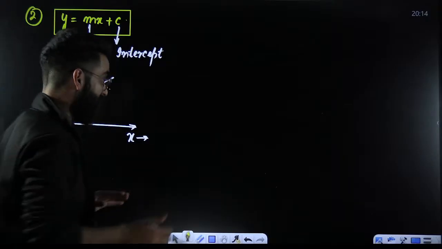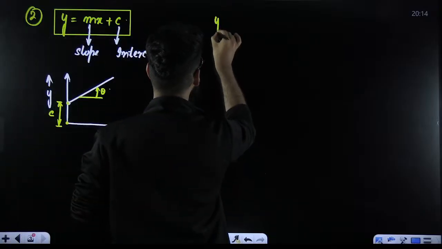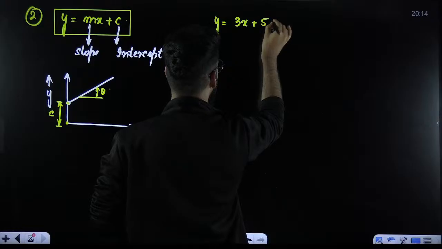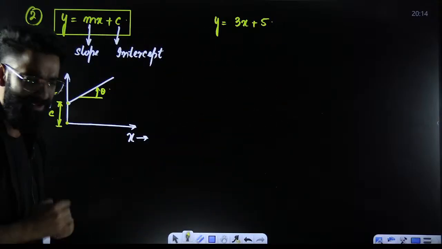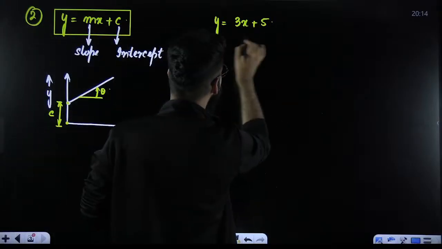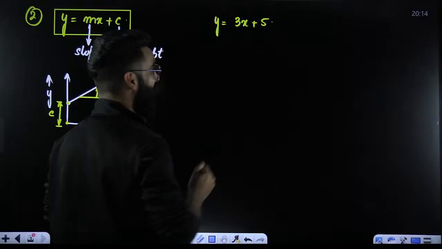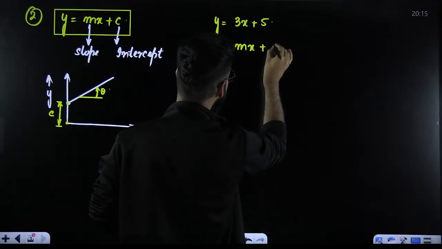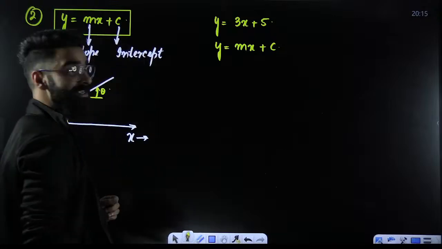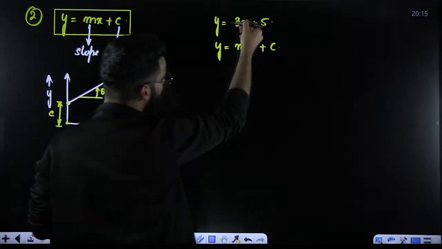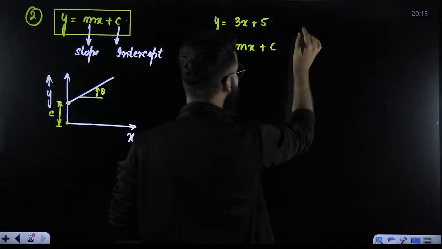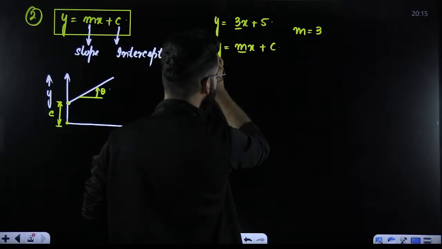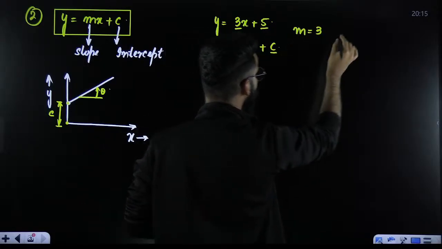Perfect. For example, people, let's say you have got the equation in this format: y is equal to 3x plus 5. My dear students, don't you think this particular equation, y is equal to 3x plus 5, is resembling y is equal to mx plus c? Absolutely, it's resembling y is equal to mx plus c. If you compare these two equations, I can clearly say m value over here is 3, and c value over here is 5.